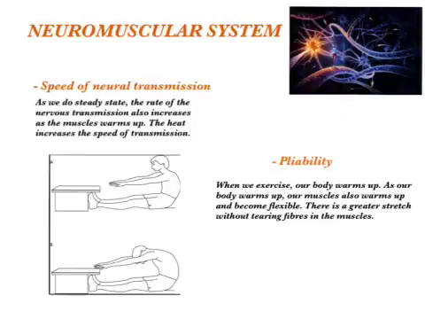When we exercise, the rate of our nervous transmission also increases as the muscles warm up. The heat increases the speed of transmission. As our body warms up, our muscles also warm up and become flexible. There is a greater stretch without tearing fibers in the muscle.